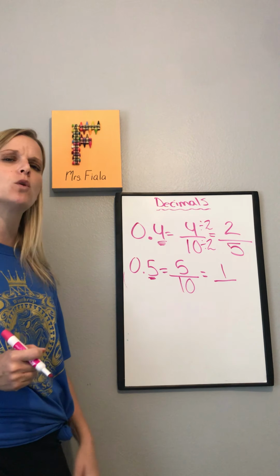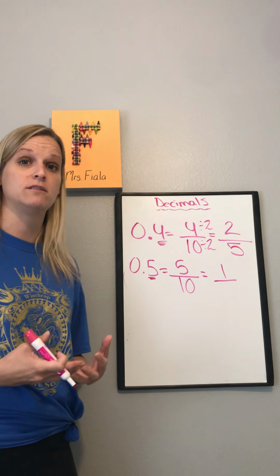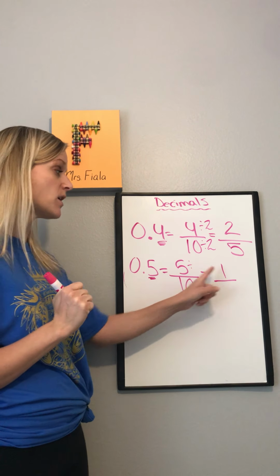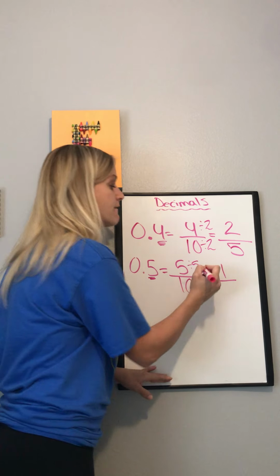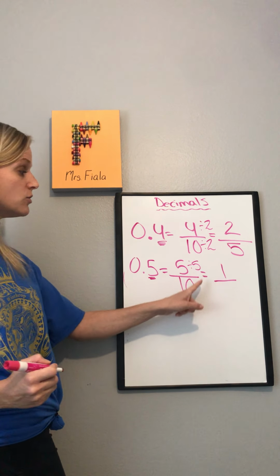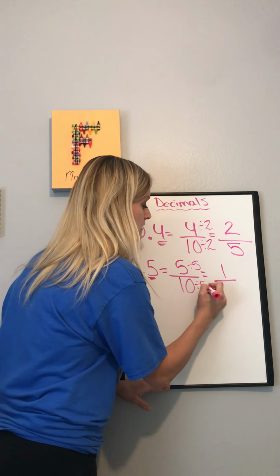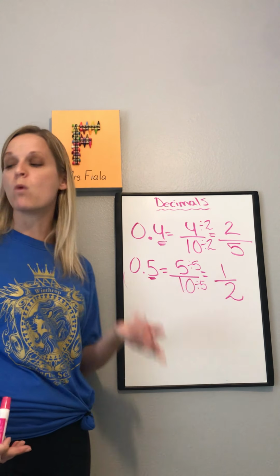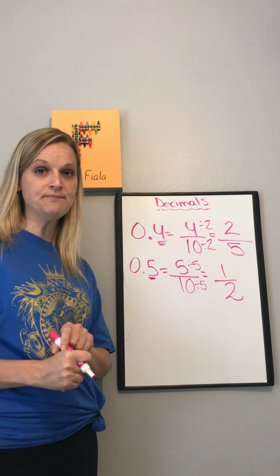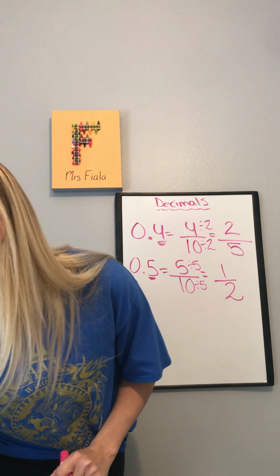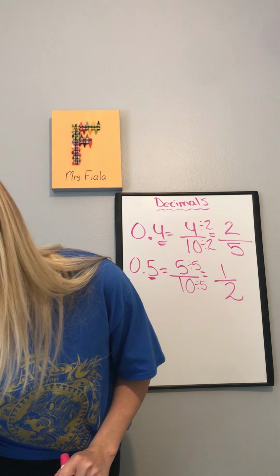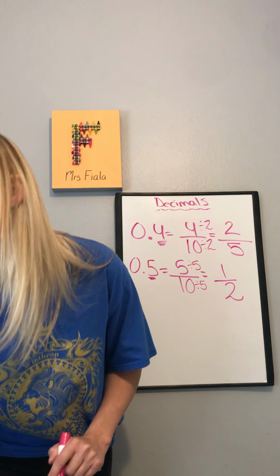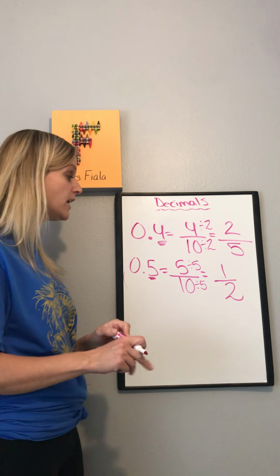How did I get from 5 to 1? I'm making an equivalent fraction, so I'm going to divide. I divided 5 divided by 5 equals 1. Whatever you do to the top, you do to the bottom. 10 divided by 5 is 2. Your answer here is then 1/2. Okay? So that should help you with your lesson page. It's not homework. I believe that is all you have to do for your worksheet page.